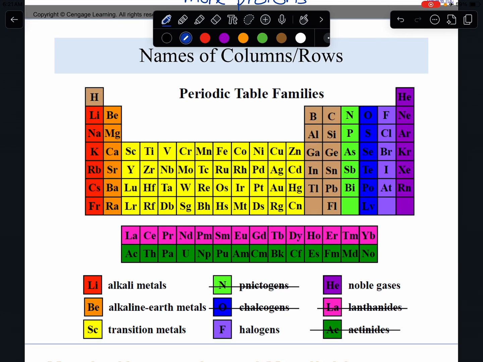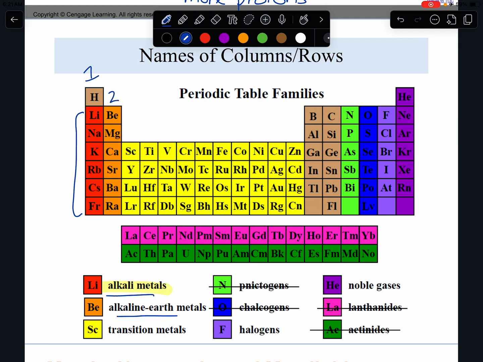All right, periodic table. There are names for the columns and the rows on the periodic table. The ones you do need to know are these ones. You need to know alkali metals. That is what we're going to call group 1. So that does not include hydrogen. It is lithium through francium. So anything sodium, potassium, rubidium, they are called alkali metals.